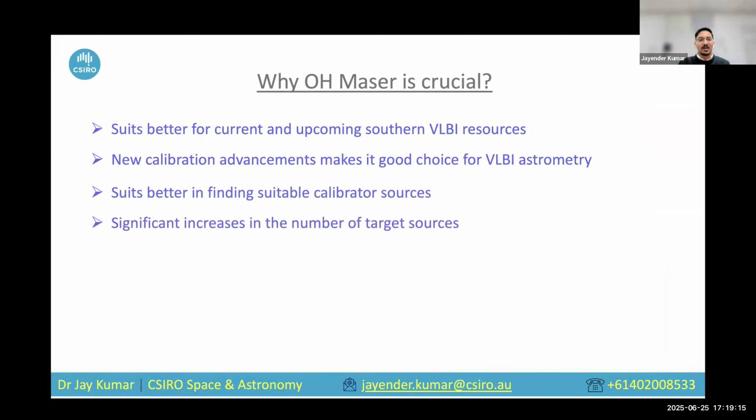The third and fourth one is that it suits better for finding suitable calibrator sources and even the target sources as well. Why do I say that? We know that the lower we go in frequency, the calibrators are much brighter. So brighter calibrators always help if you're doing astrometry. There are some challenges as well, which I'll talk about later on. But calibrators getting brighter is really awesome if you're doing astrometry, and so is the number of targets that become available to you.